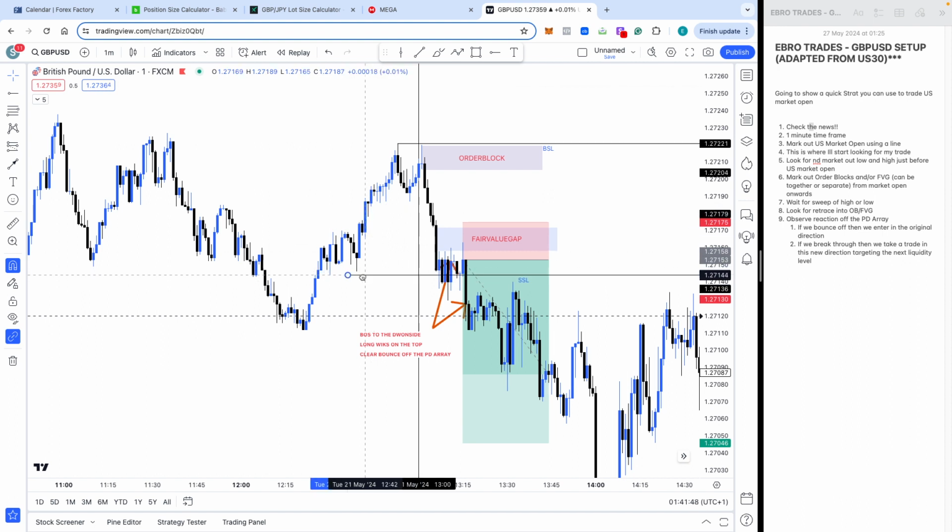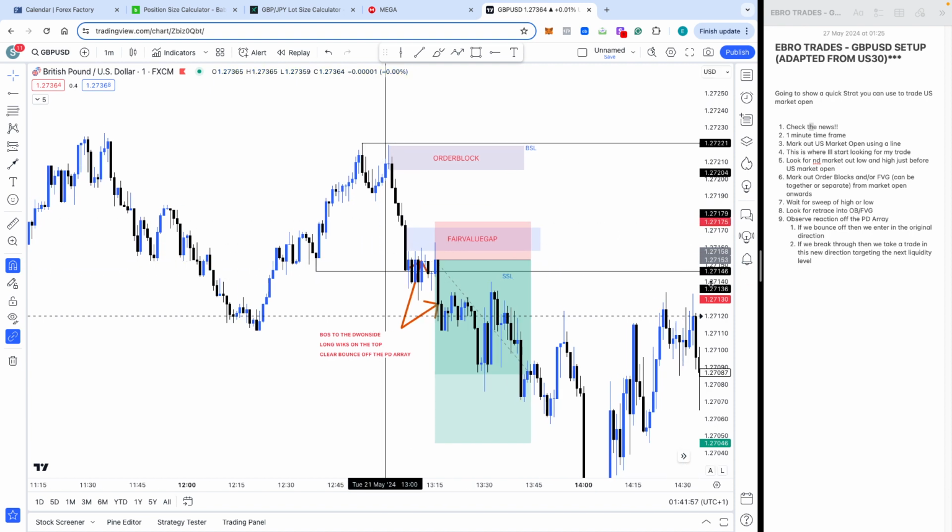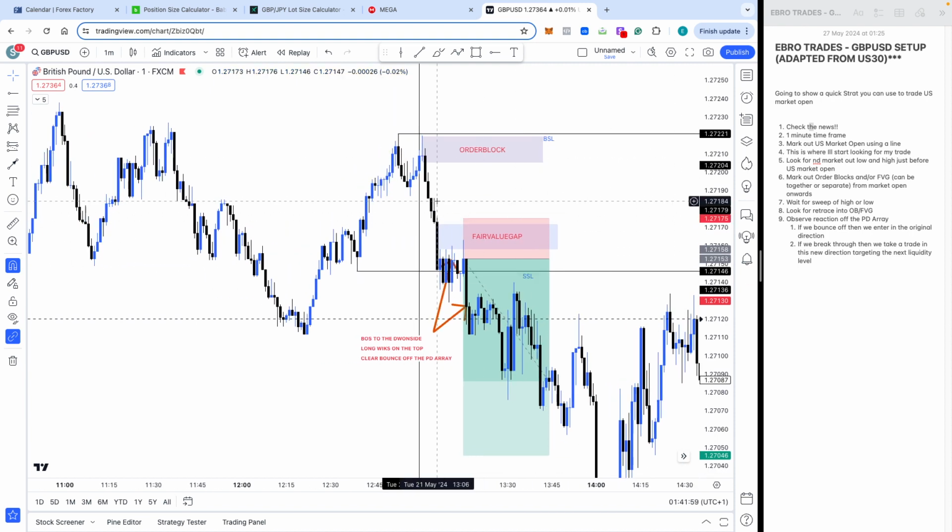You can see we could also have chosen this to be our sell side. This could be our sell side. It's all a matter of preference and risk appetite and experience at looking at the charts. So we've marked out our liquidity levels, buy side, sell side.